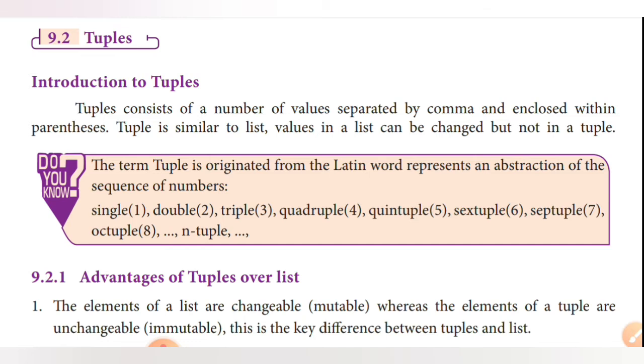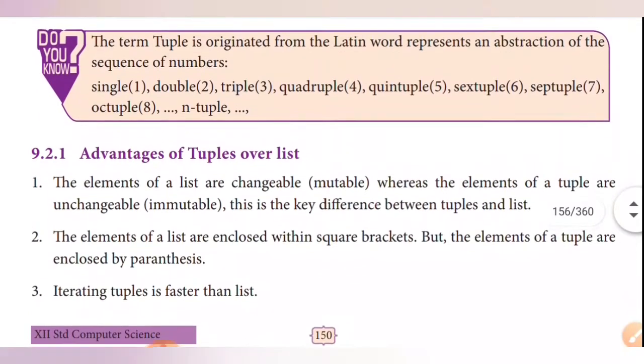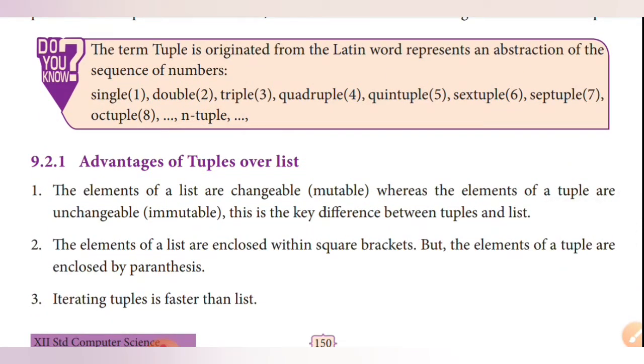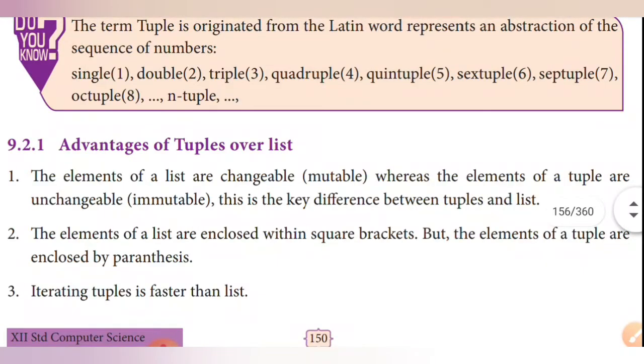A tuple is similar to a list. Values in a list can be changed, but not in a tuple. Once we assign the values in a tuple, those values cannot be changed. Now let's see the advantages of tuples over a list. The elements of a list are changeable, as we already learned, but in tuples we are not able to change the elements. Tuples are immutable.